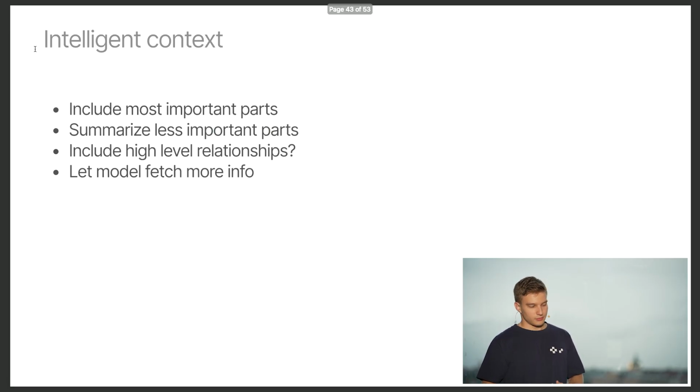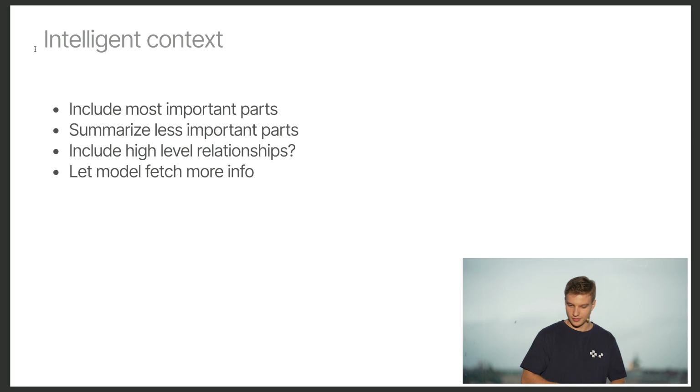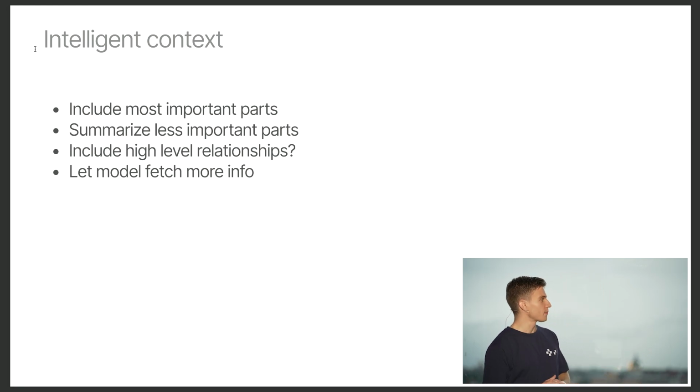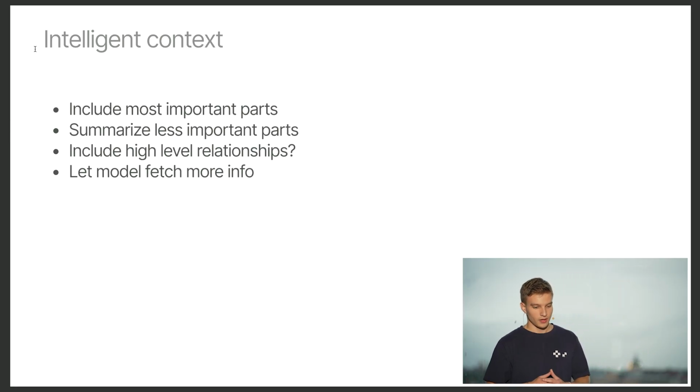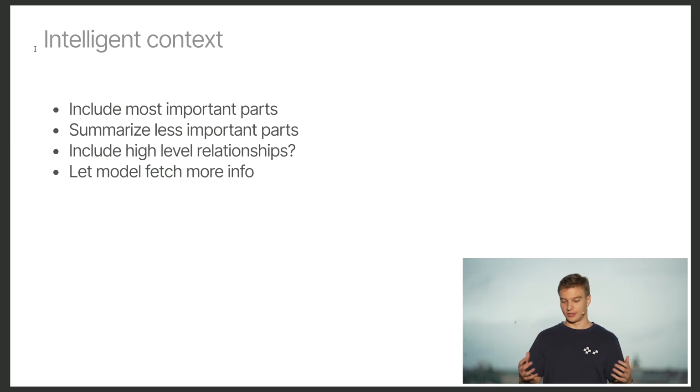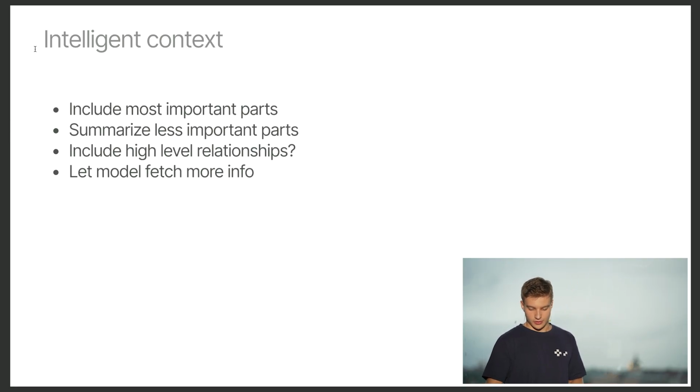How do we do this? This is a whole science, or also a little bit of an art. Just very briefly, of course we want to include the most important parts, like I just mentioned, and we want to summarize the less important parts, because they can still have an effect on the whole project. Maybe we want to include some high-level relationships of the code, how all the components interact with each other, and so on. And of course we need to let the model know that it can fetch more information if it wishes to do so.